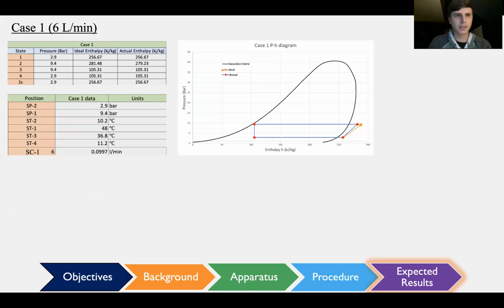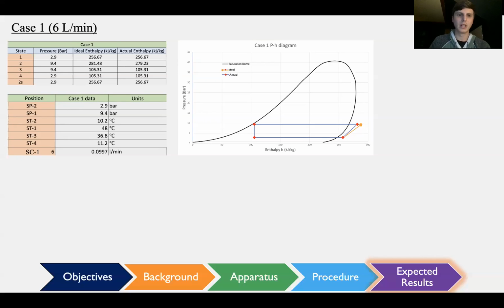So this is our first case. As you can see, we had a pH diagram. We had to interpolate, roughly double interpolate, a few times for enthalpies. It was not fun at all. As you can see, for the ideal and actual cases, they're roughly the same, except for at state 2, and this makes sense.